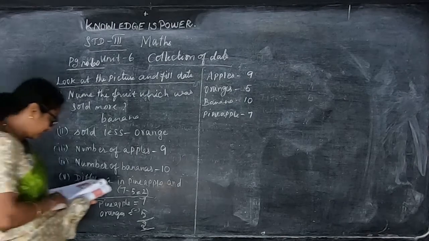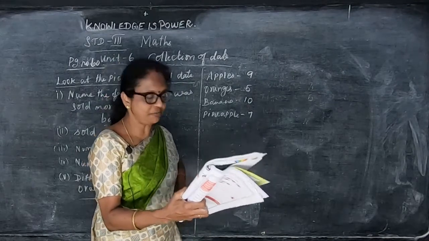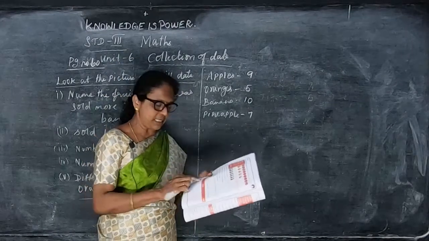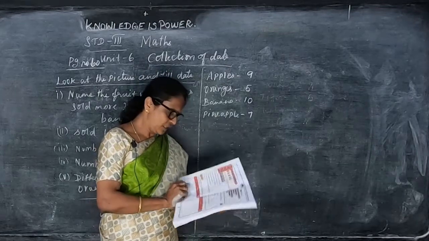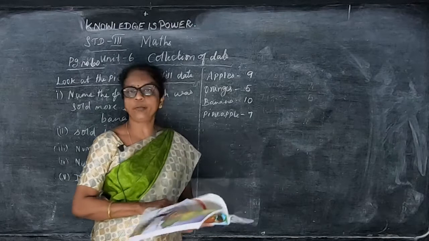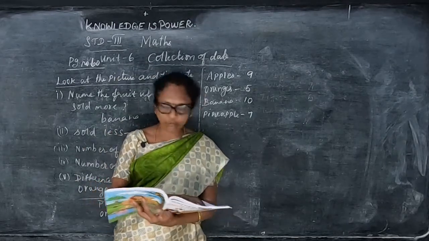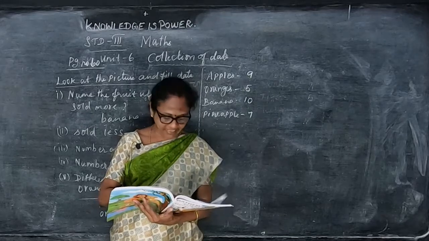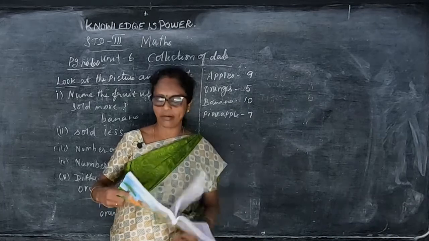So collect the data from your friends and write the favorite food. You can ask your friends, what is your favorite food? Idli, dosa, puri and chapati. So you draw the picture of how many of your friends like idli, dosa, puri, and chapati, and you put the total. You can do it as homework by yourself.